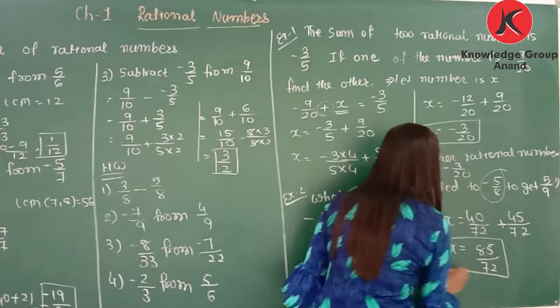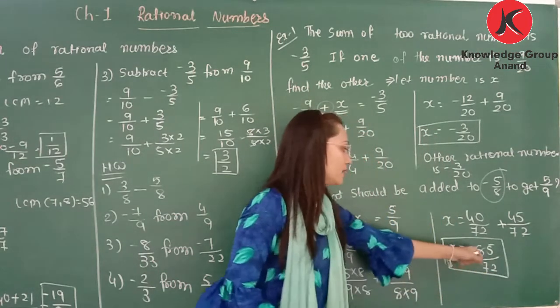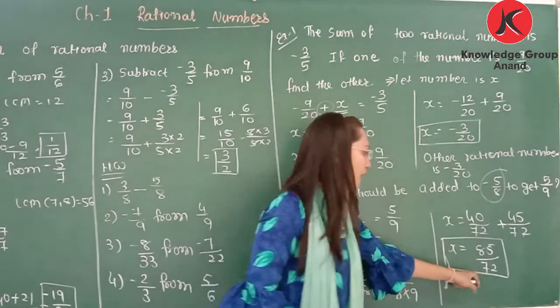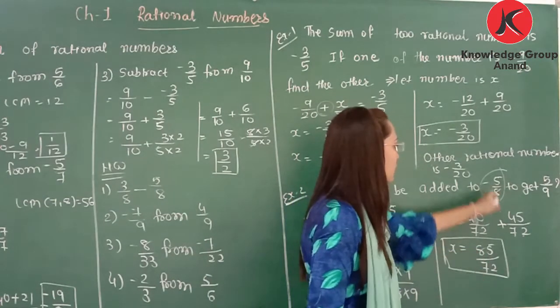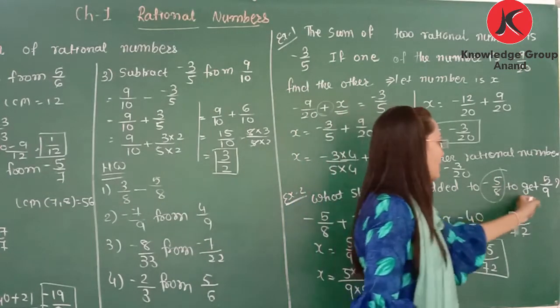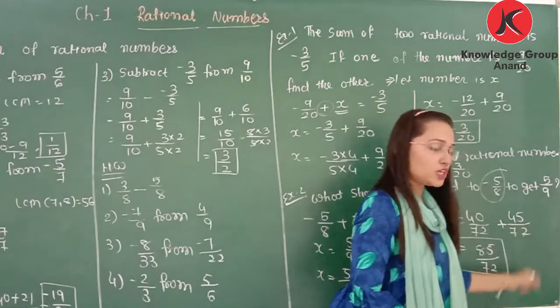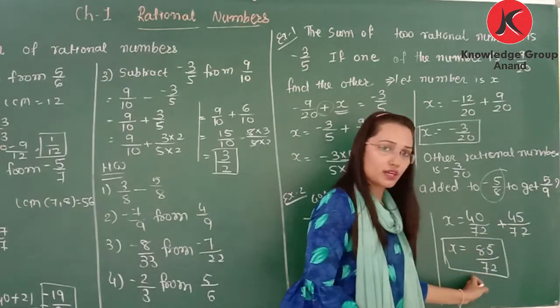So what should we add? What do we need to add? 85 by 72. If we add 85 by 72 to minus 5 by 8, the answer is 5 by 9. So we should add 85 by 72.